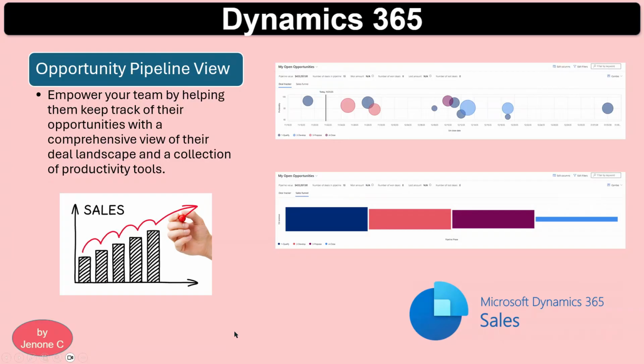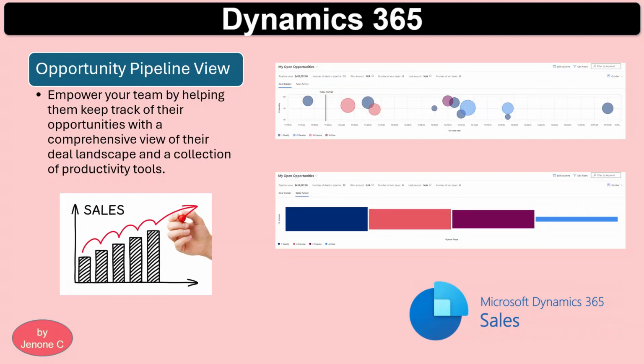In this video, we are going to discuss the opportunity pipeline view. Opportunity pipeline view is an add-on on top of the default read-only view of the opportunity table. With the help of the opportunity pipeline view, the sales team will be able to keep track of their opportunities with a much more comprehensive view to see their complete deal landscape.